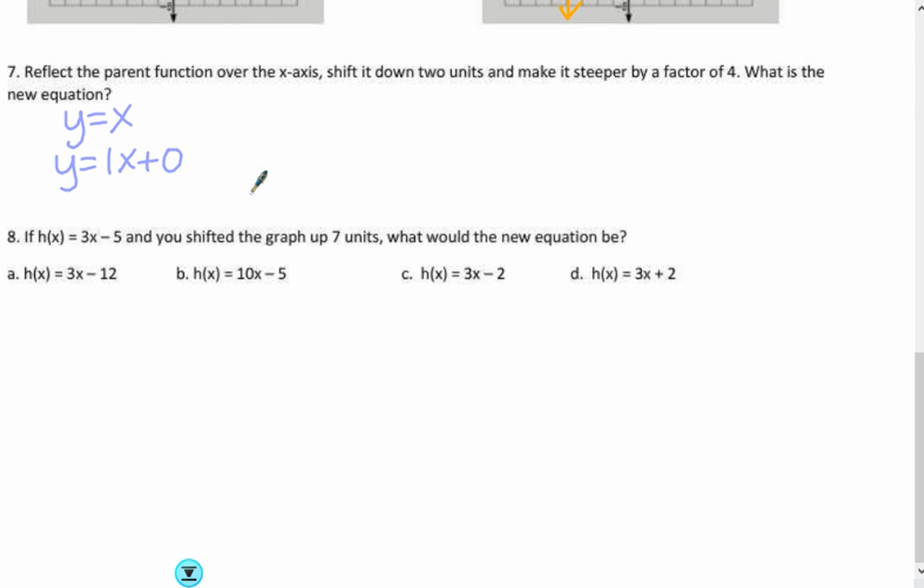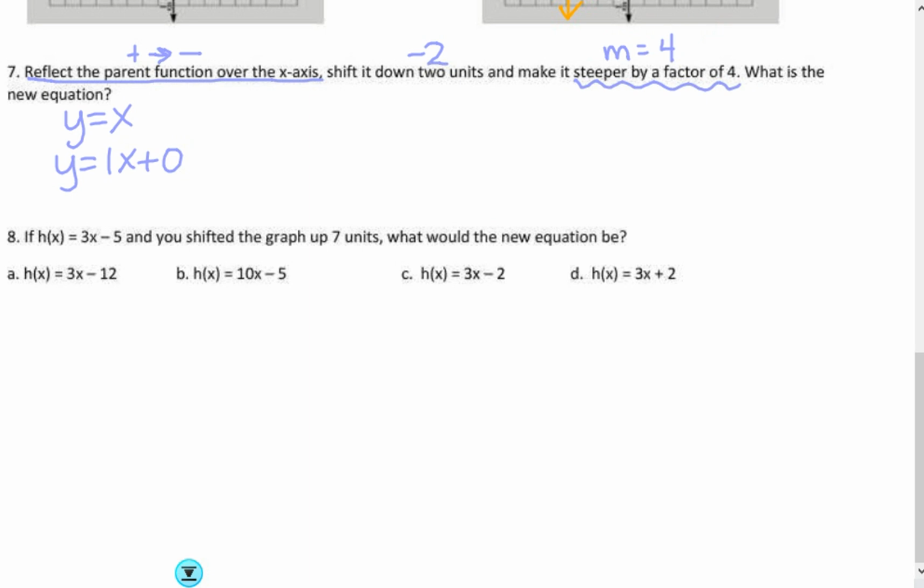All right, so remember that the reflection part, reflecting over the x-axis, that will change my slope from positive to now negative. A shift down 2 units, that's going to be adjusting my y-intercept. And then to make it steeper by a factor of 4, that means my new slope is now going to be positive 4.